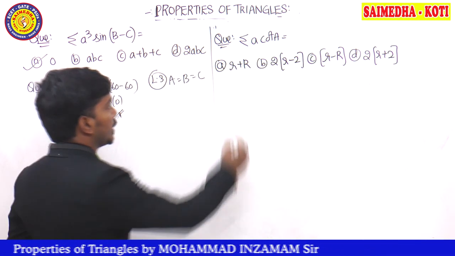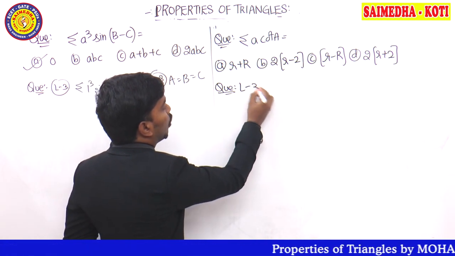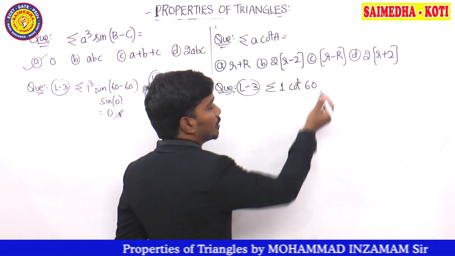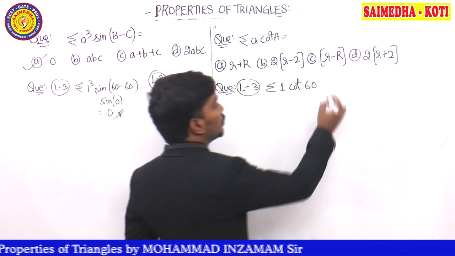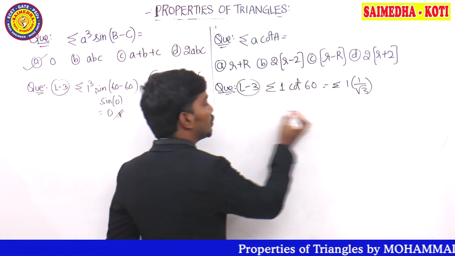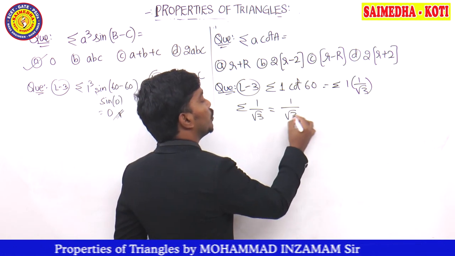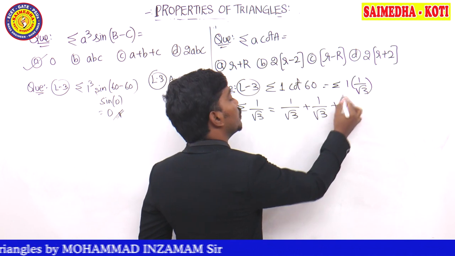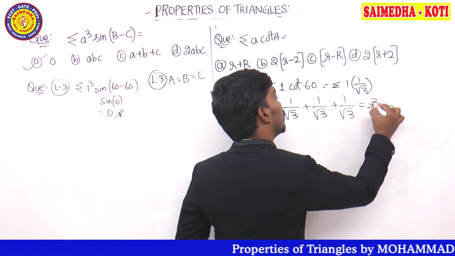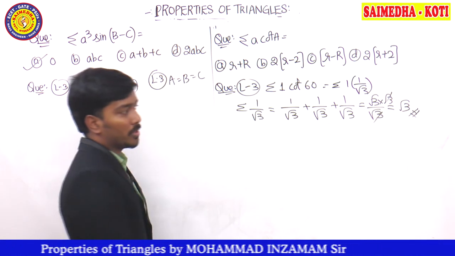Sigma A cot A. Directly I am applying logic 3 for the question. What is the question going to become? Sigma 1 cot 60. Cot 60, that is tan 30, is going to become 1 by root 3. It is 1 into 1 by root 3, that is 1 by root 3 itself. Sigma 1 by root 3 means 3 times you need to write, guys: 1 by root 3 plus 1 by root 3 plus 1 by root 3, in cyclic order, is going to become 3 by root 3, that is equal to root 3. So you have solved the question and got the answer root 3.